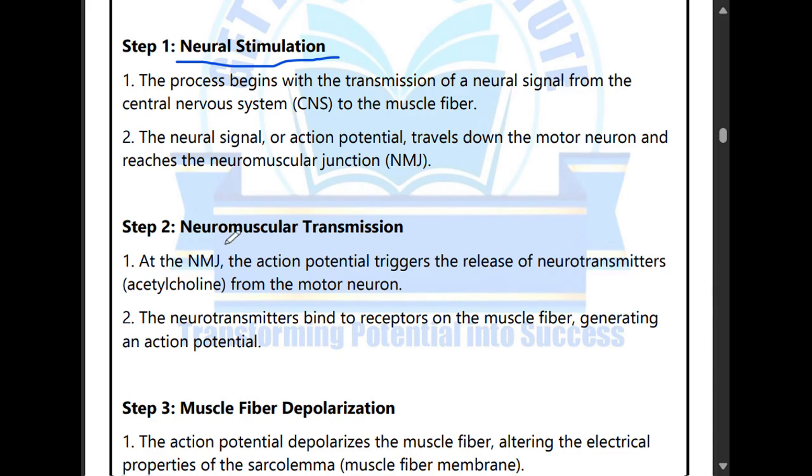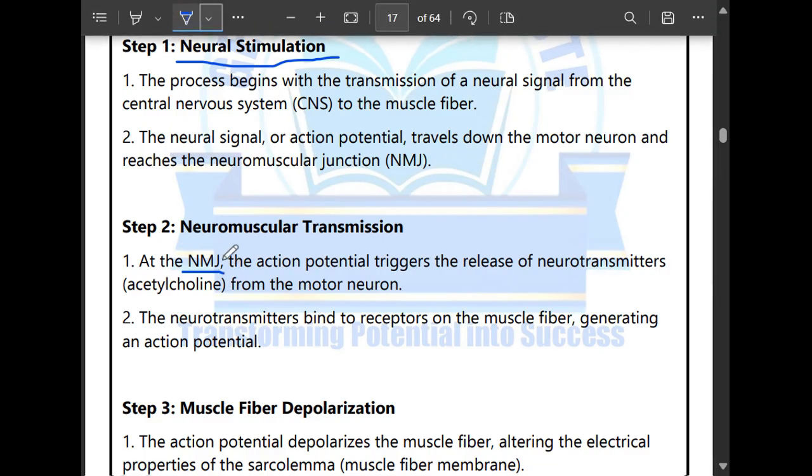Then step two is concerned with neuromuscular transmission. This happens at the neuromuscular junction. Let me dwell a bit on the neuromuscular junction so that you can have a proper and clear orientation with regards to it. Can I dwell a bit on this?